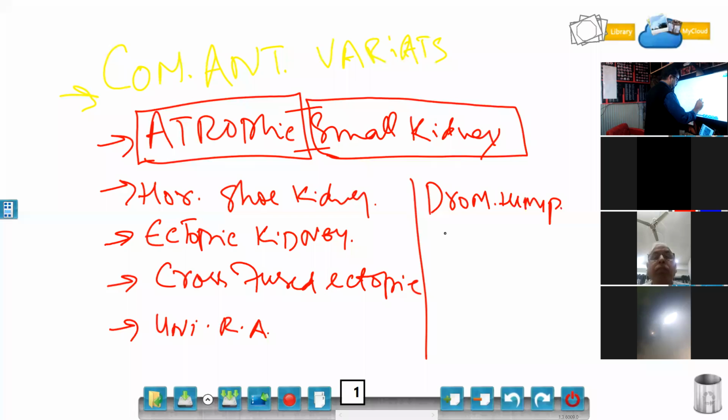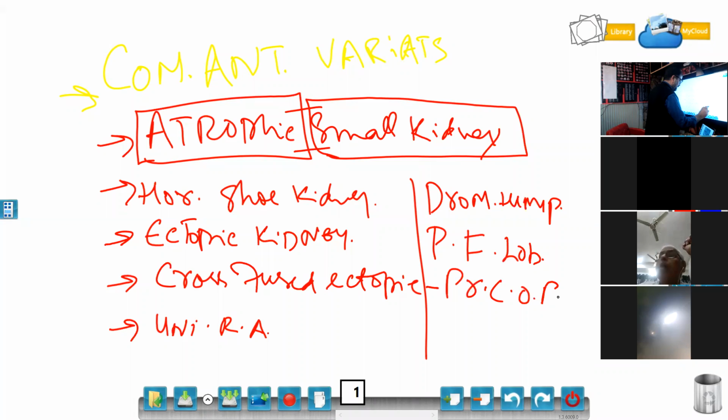Dromedary hump. Persistent fetal lobulations. Then prominent column of Bertin. And the last, which everybody skipped, I don't know whether you skipped it or not: junctional parenchymal defect. Junctional parenchymal defect.